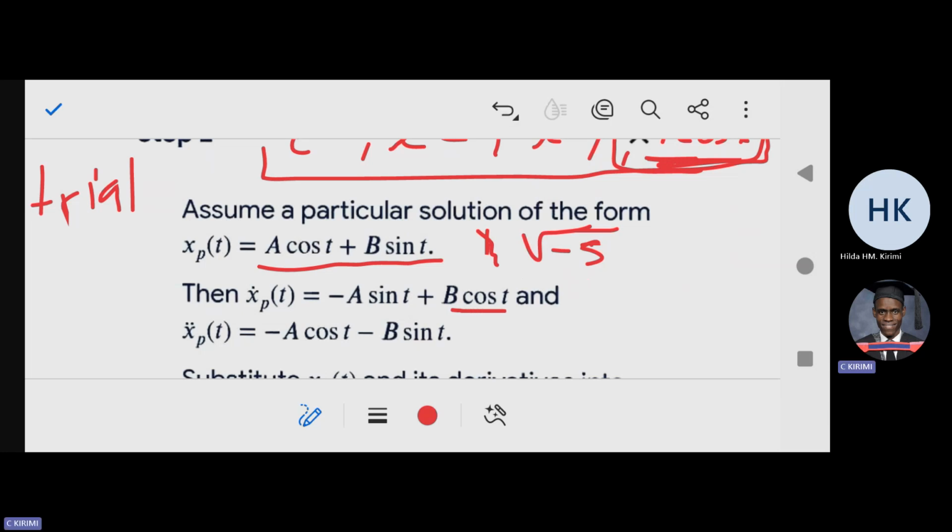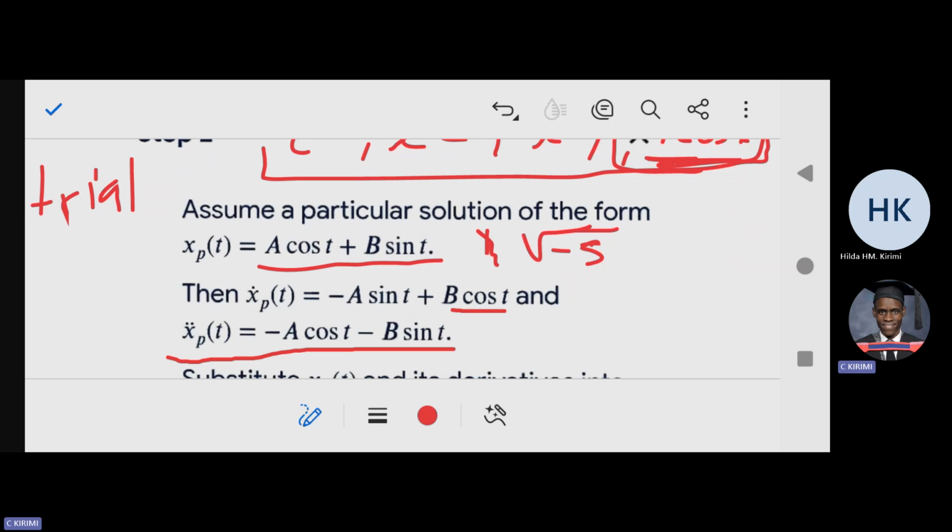And when you differentiate again, sine becomes cos, and then cos becomes minus sine t. So this is the second derivative of the particular solution only. We are just talking about the general form of the particular solution. We have not put any values there.